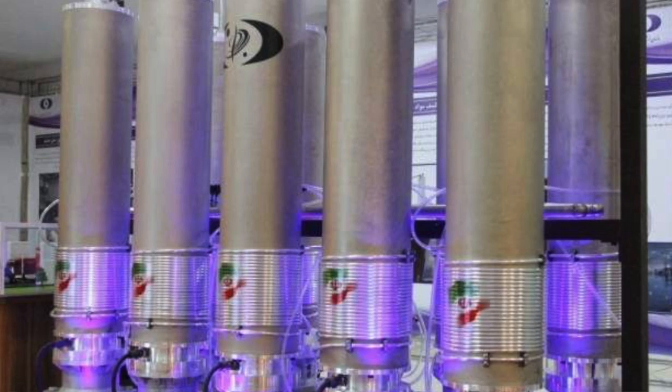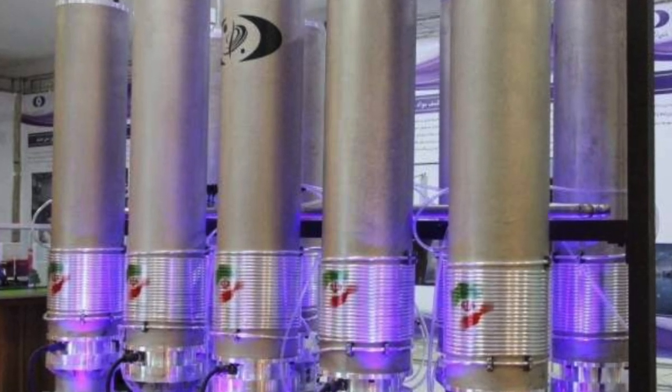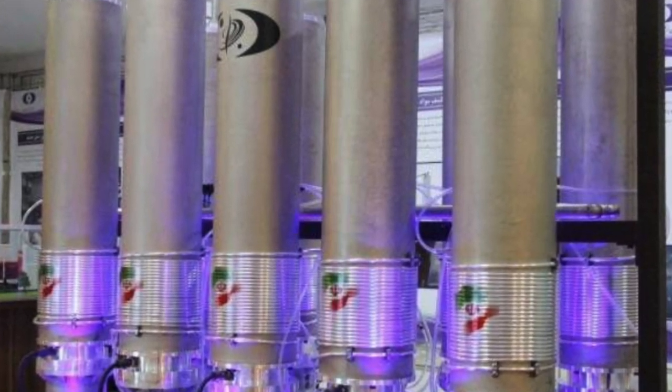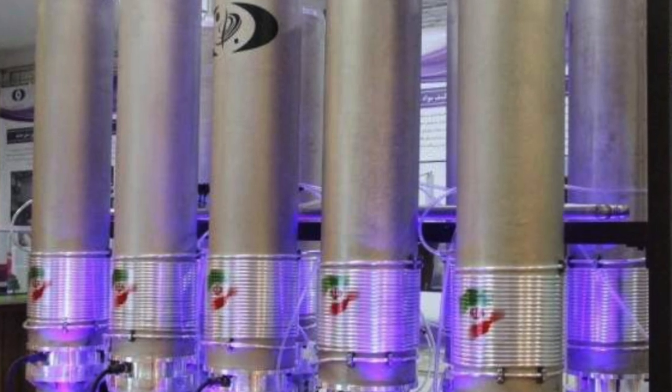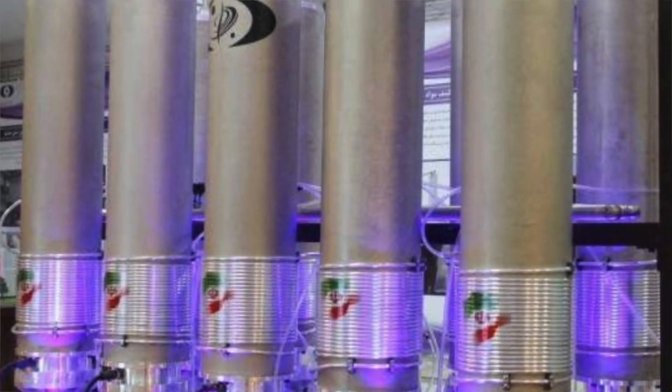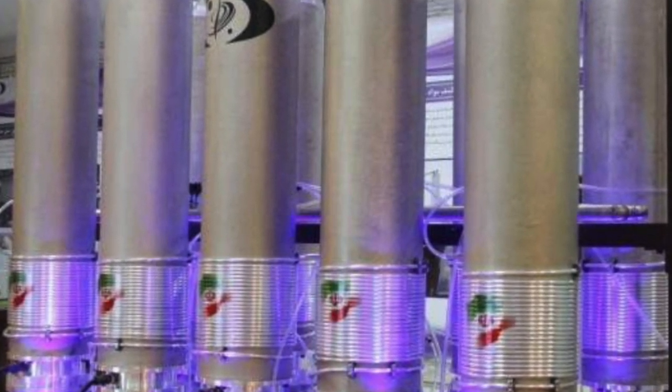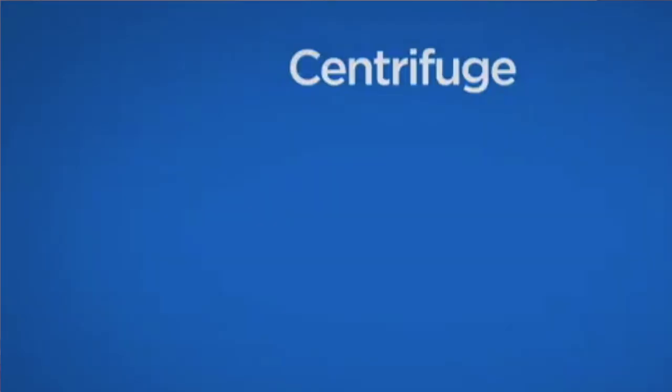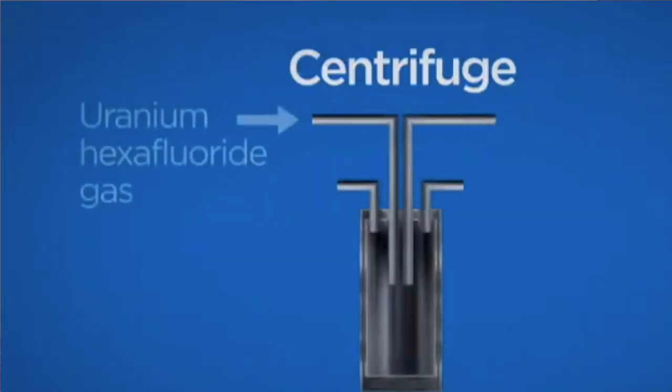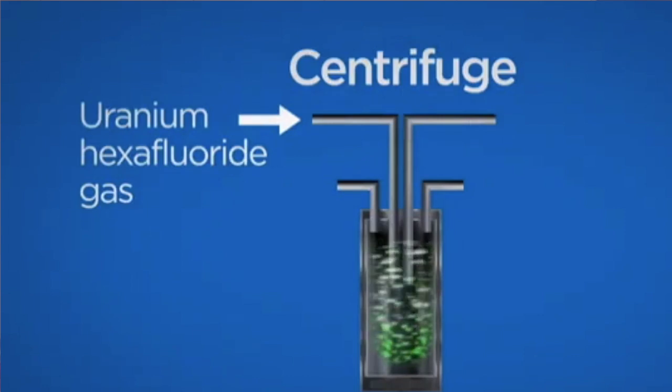What they use is what you call a centrifuge. A centrifuge is nothing but a strong tube that spins at a very high speed. They put the hexafluoride inside this tube. The hexafluoride will have a combination of 238 and 235. Now that spins at a very high speed, so the heavier particles will go to the edge of the cylinder while the lighter particles will remain in the center area.